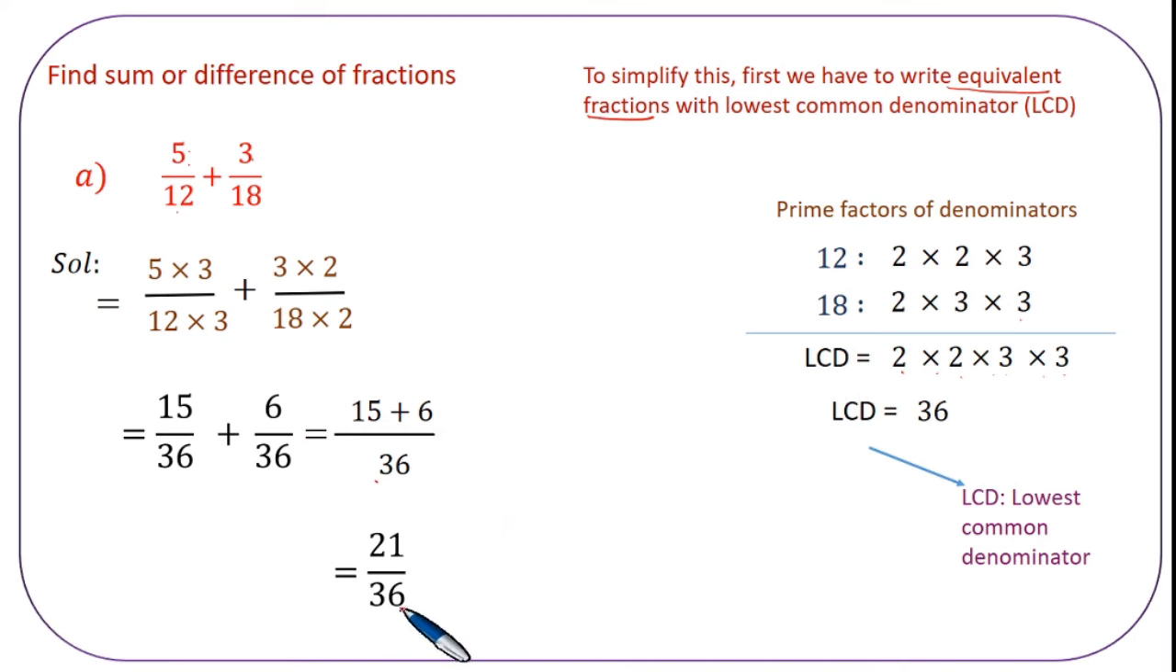We can simplify more here. We can simplify here with the 3 table, right? 3 sevens are 21 and 3 twelves are 36. So this is equal to 7 over 12. Hope you understood this problem.